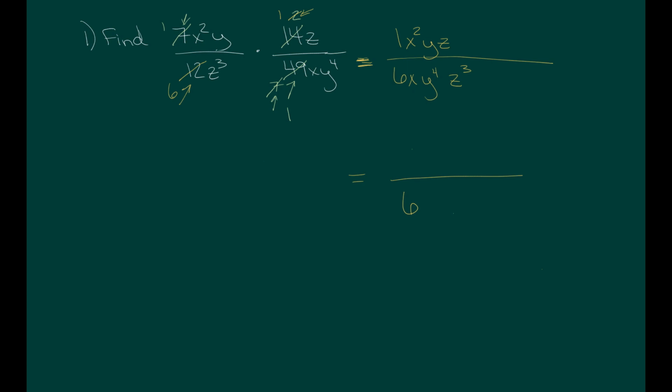So just looking at my x's, I have x squared in the numerator and x in the denominator. That means I have one more x on top than on bottom. My y's, I have y over y to the 4th, which means I have 3 more in the denominator. Z's, I have 1 z on top and 3 on bottom, which means that I have 2 more in the denominator. And that is my answer.